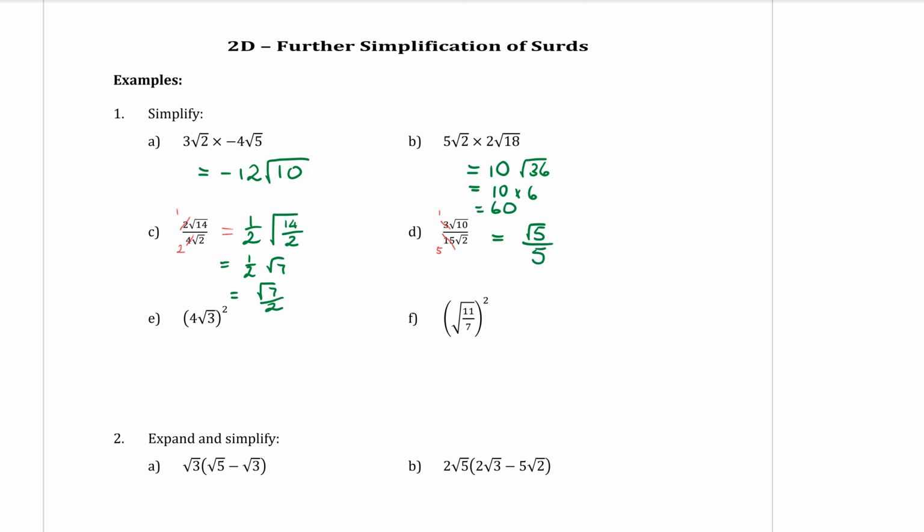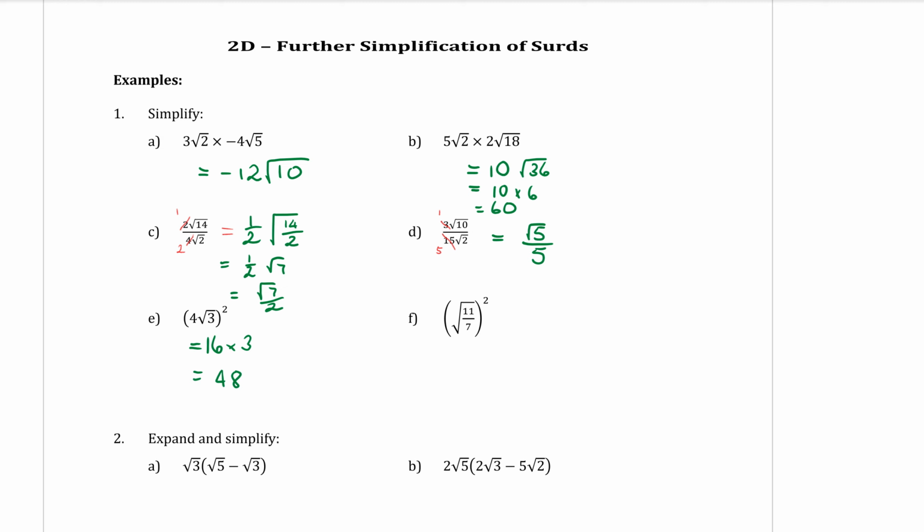Part E, when we square things, we need to square everything inside those brackets. So 4 squared is 16, and square root of 3 squared, a squared undoes the square root sign, so that will just be 3. Then all I have to do is times together, 16 times 3, to get 48 for the answer.